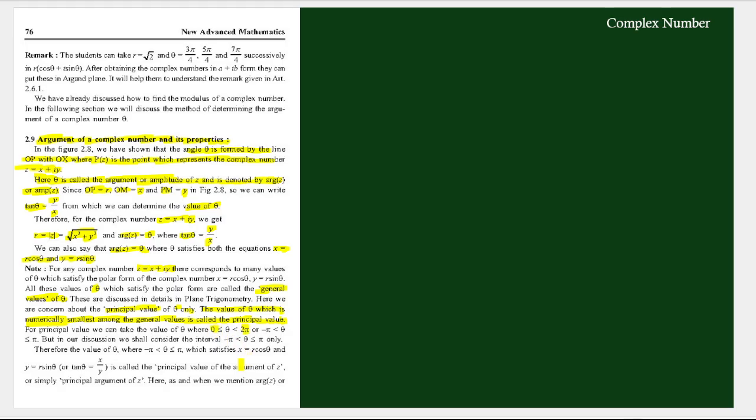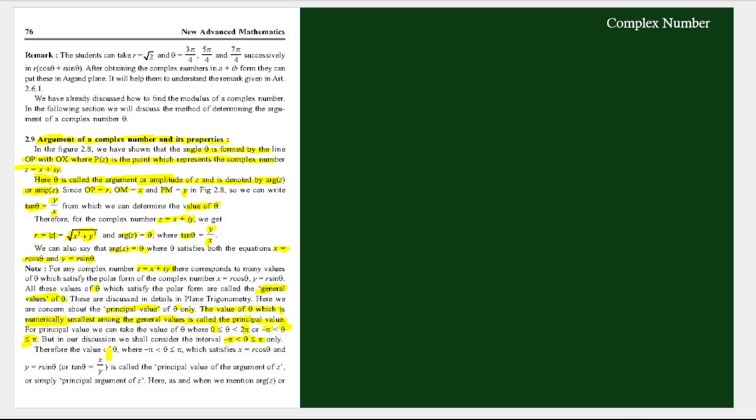So 1 pi is how much? 180 degrees. So 2 pi is how much? 360 degrees. Or minus pi to pi, x is between minus pi and pi, minus 180 degrees and 180 degrees. But in our discussion, we shall consider this interval, between minus pi and pi only. We will not move to 270 degrees or 360 degrees. We will search the value of theta only between minus 180 and 180, or minus pi and pi.